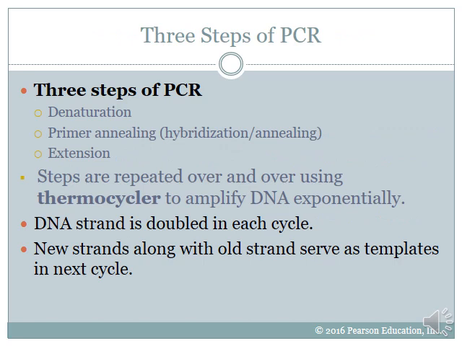The three steps of PCR are denaturation, primer annealing, which is hybridization and annealing, and extension. The steps are repeated over and over, using a thermal cycler to amplify the DNA exponentially. The DNA strand is doubled in each cycle. New strands along with the old strands serve as templates in the next cycle.